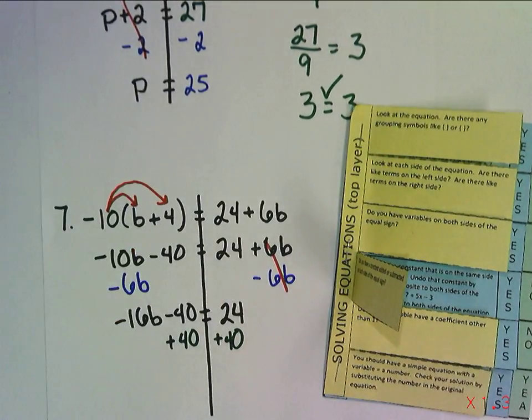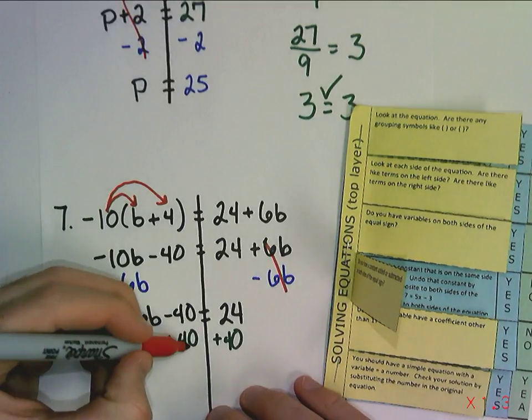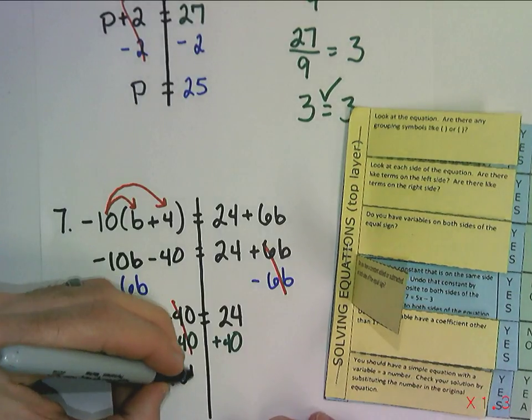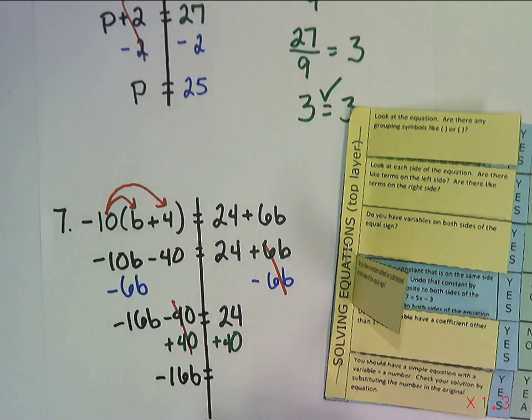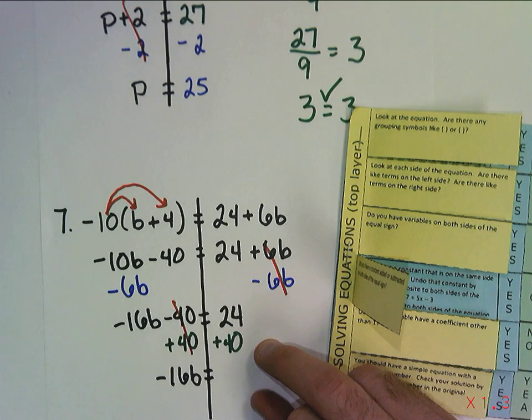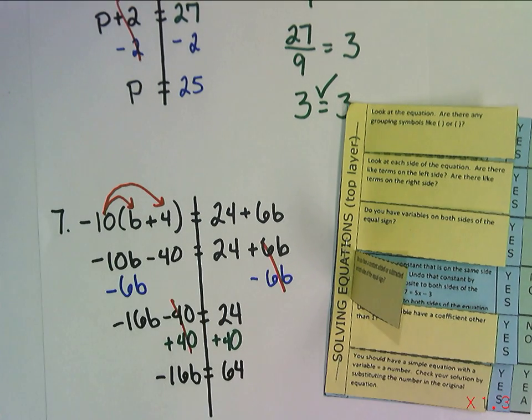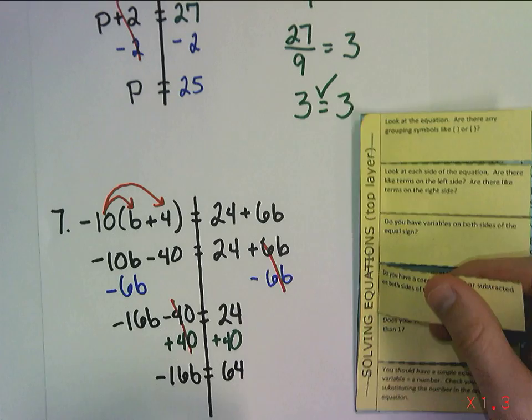And then rewrite our equation with what we have. So a negative 40 and a positive 40 cancel. Those are gone on that side. We have negative 16b, and that should be equal to 24 plus 40, which would be 64. And this is where we're at so far.